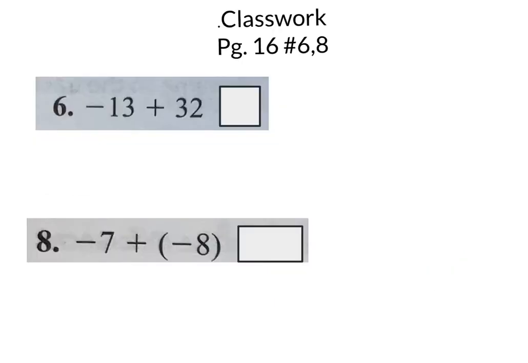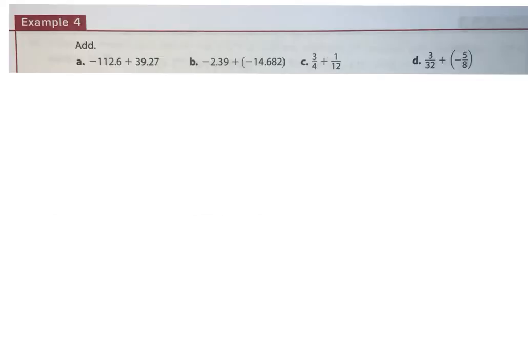For number 6, do these have the same sign or a different sign? Different. So I'm going to add or subtract? Subtract. So just subtract the smaller from the larger. 32 minus 13. Yeah, you're going to get 19. And because the 32 was larger, we applied that sign, which was positive. All right. Number 8, same sign or different sign? So am I going to add or subtract? Add. You should have 7 and 8 is 15. And because those were both negatives, it should be negative 15. Easy enough?